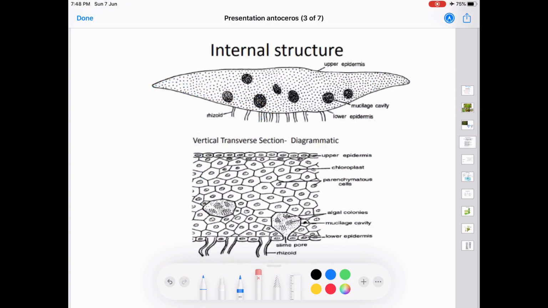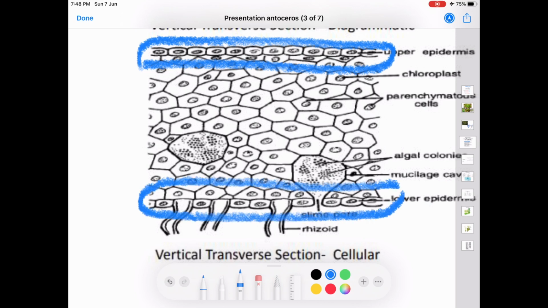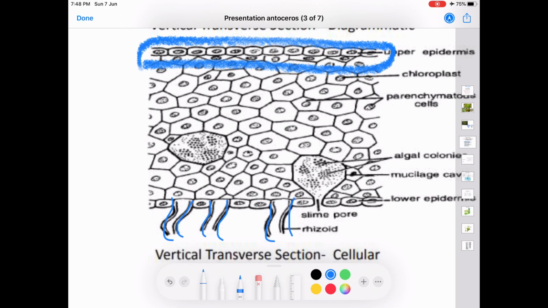Internal structure of the thallus. The thallus of Anthoceros is several layers thick and homogeneous. That is, you cannot see any tissue differentiation inside the thallus. It carries an upper epidermis and a lower epidermis. The upper epidermis is continuous. Air pores are totally absent in the upper epidermis. The lower epidermis carries the smooth-walled rhizoids.